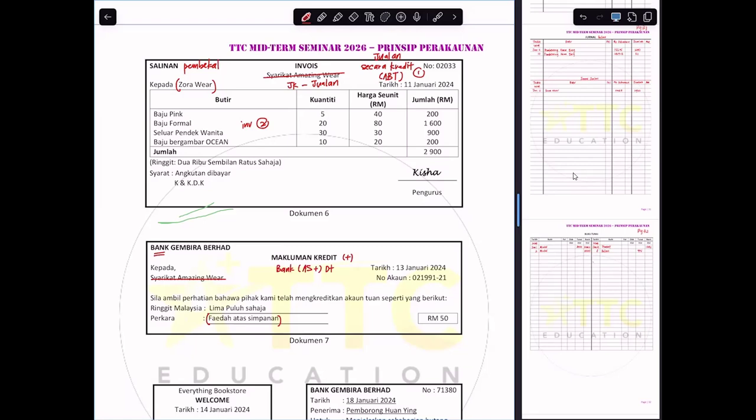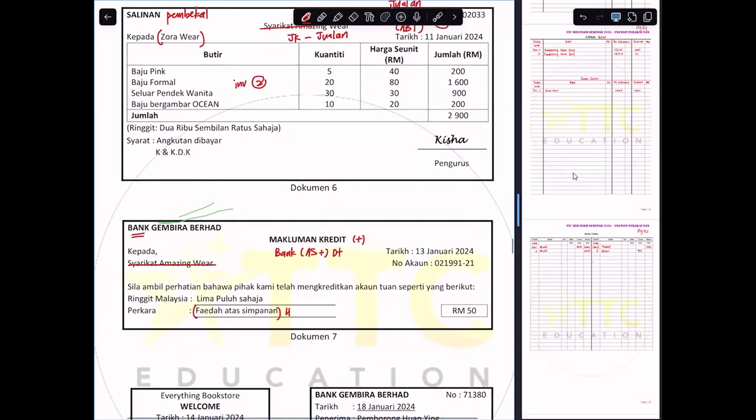You need to find another account to credit. And what is the money that you're receiving? Faedah atas simpanan. And what is the classification when there is an action of receive? Receive something in, so the classification is hasil, income. And your hasil, your income, is getting more or less as long as you are receiving? More. Hasil getting more, credit side. So first account bank, second account faedah atas simpanan.